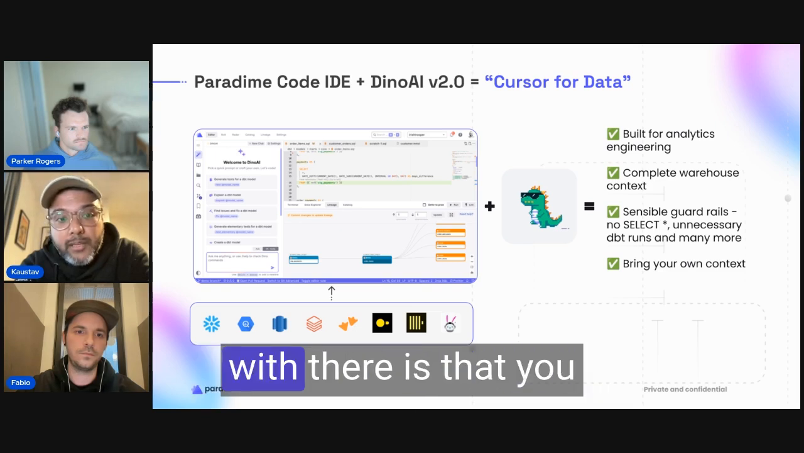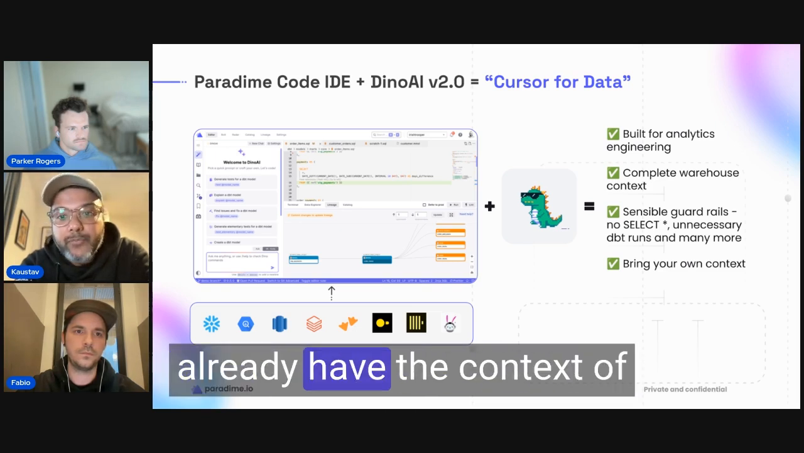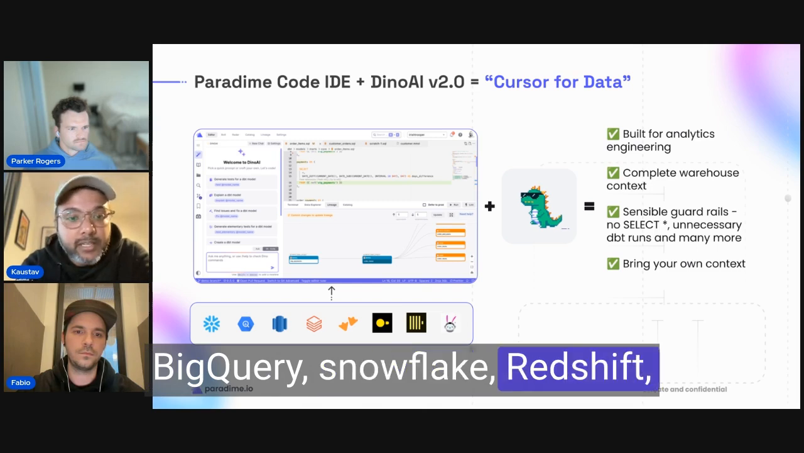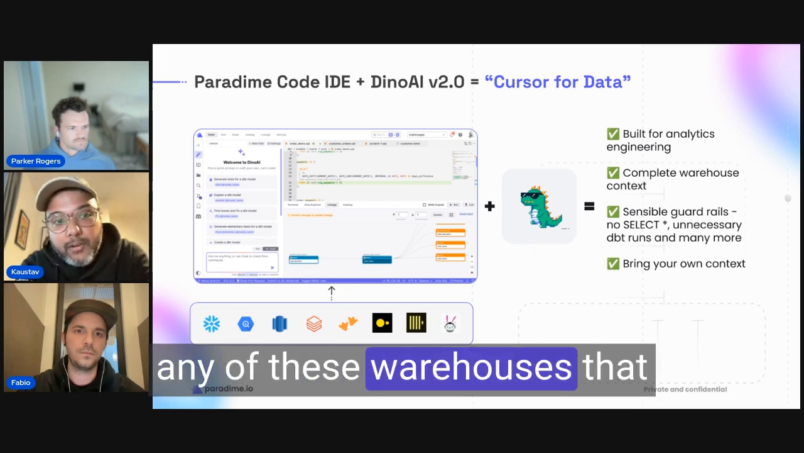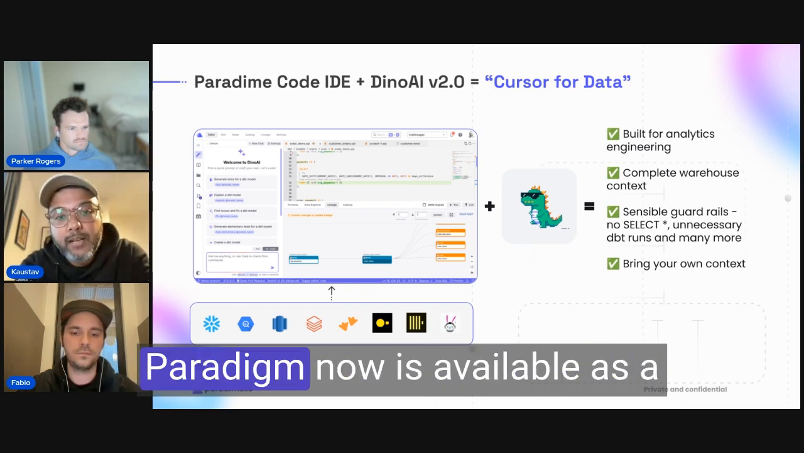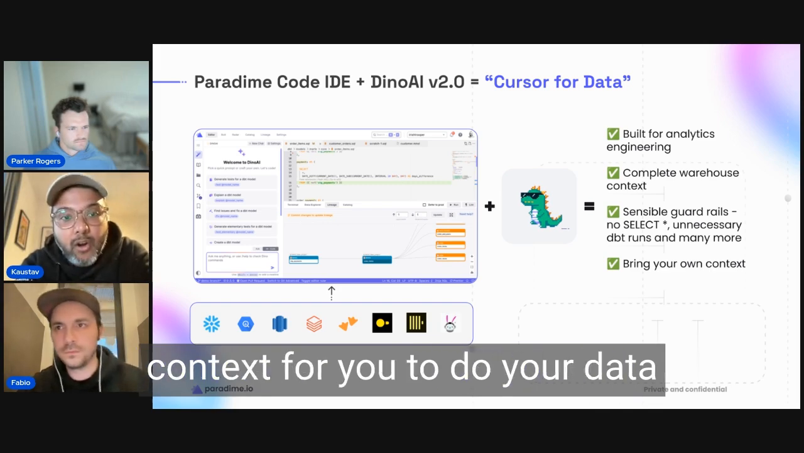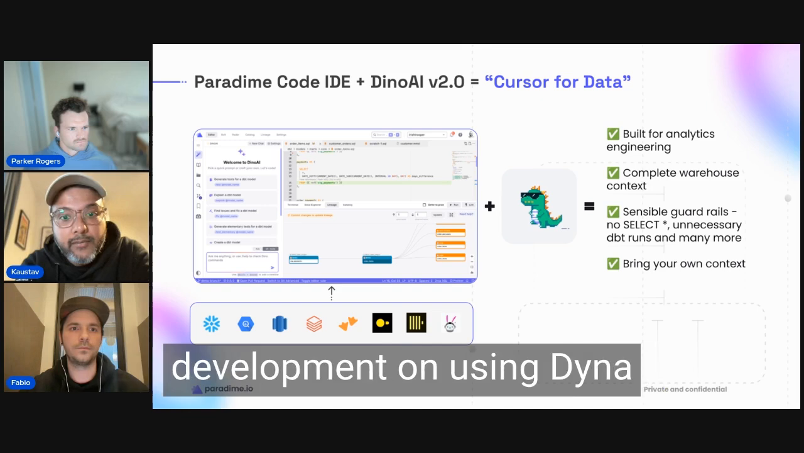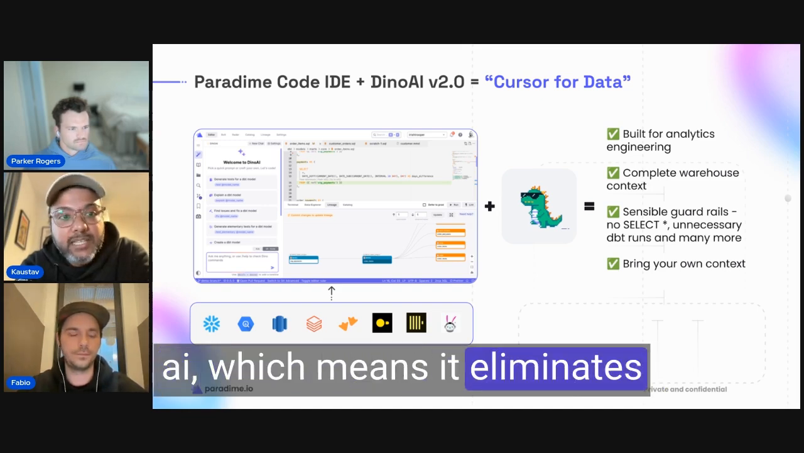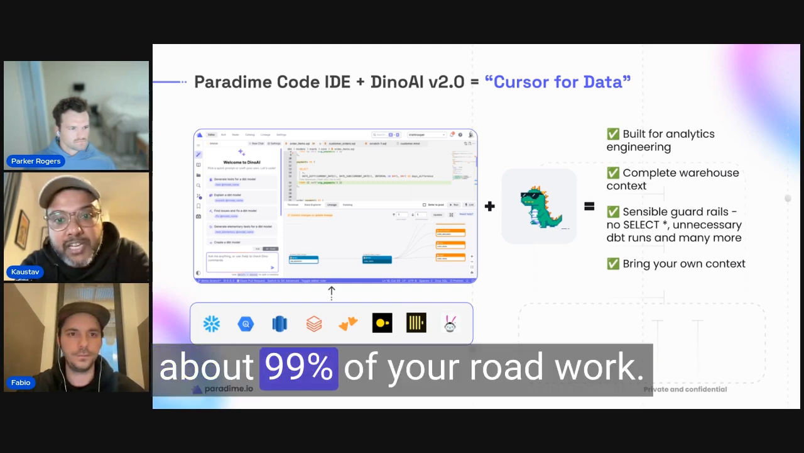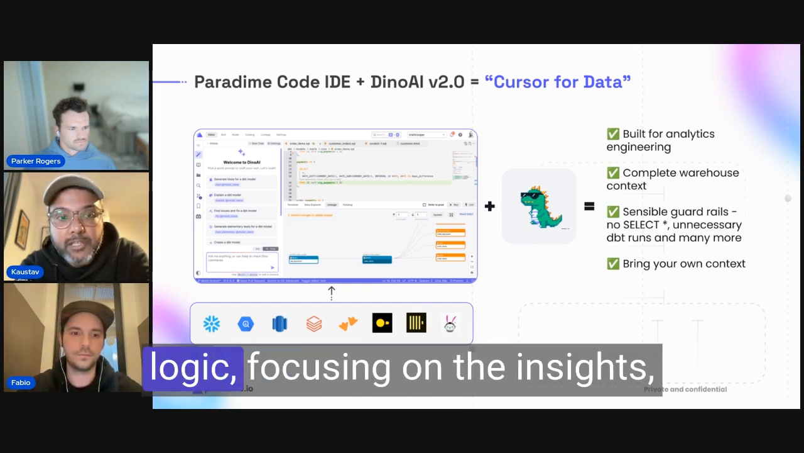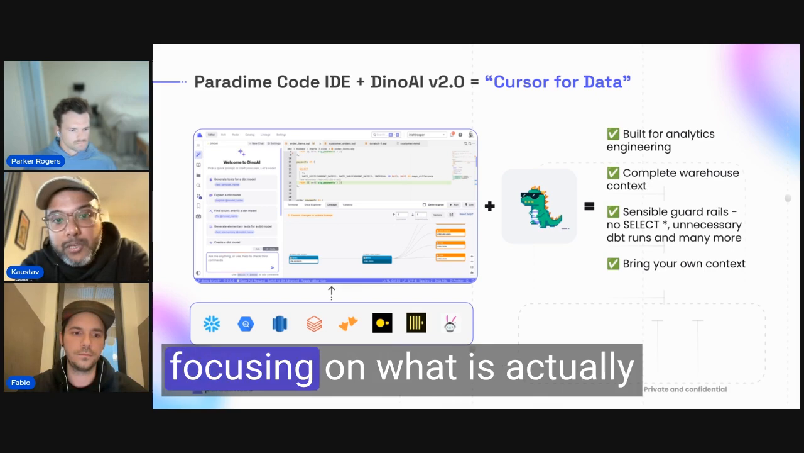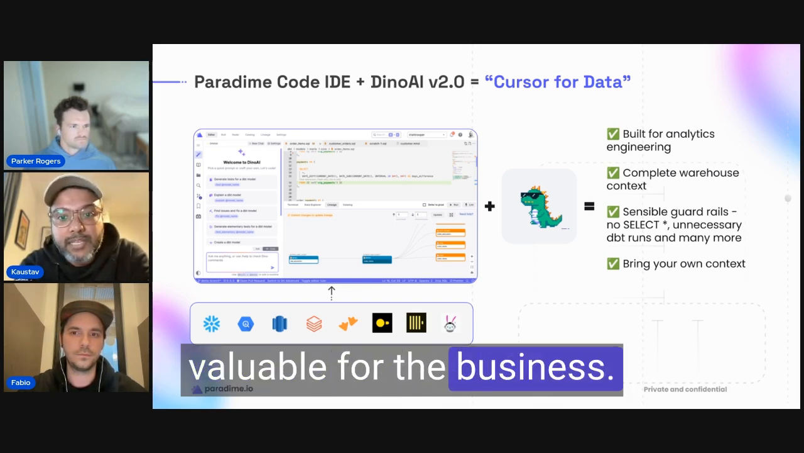And where we are going with that is that you already have the context of BigQuery, Snowflake, Redshift, Databricks, MotherDuck, DuckDB, ClickHouse, Trino, any of these warehouses that you can already connect to Paradime is now available as context for you to do your data development on using DinoAI, which means it eliminates about 99% of your rote work. And what you are left with is focusing on the business logic, focusing on the insights, focusing on what is actually valuable for the business.